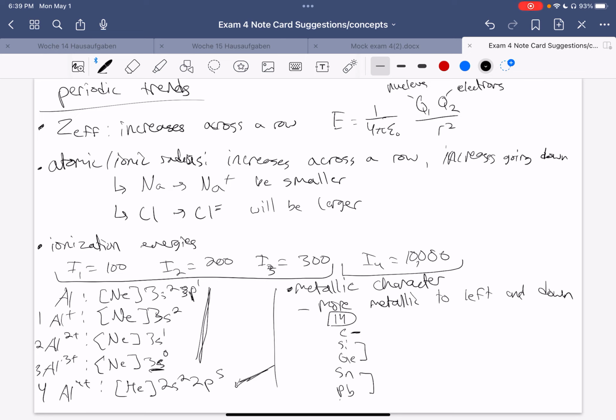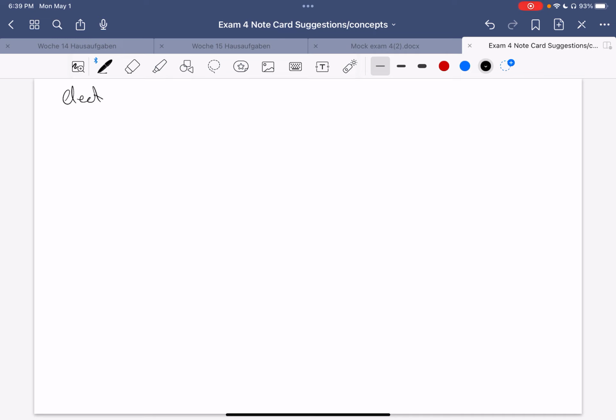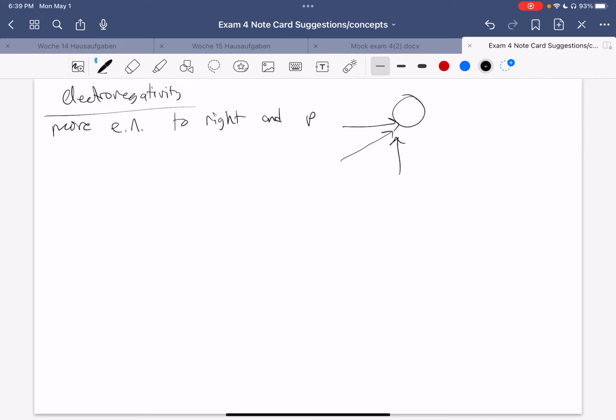And then I guess also for this last trend, electronegativity, we know that the trend is going to be more electronegative to the right and up. So the trend is like this, and there's that arrow. So the most electronegative are going to be over here. Least are going to be somewhere down here, like at the metals like francium and radium.